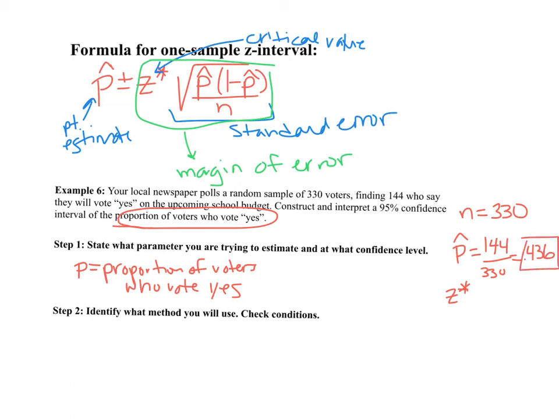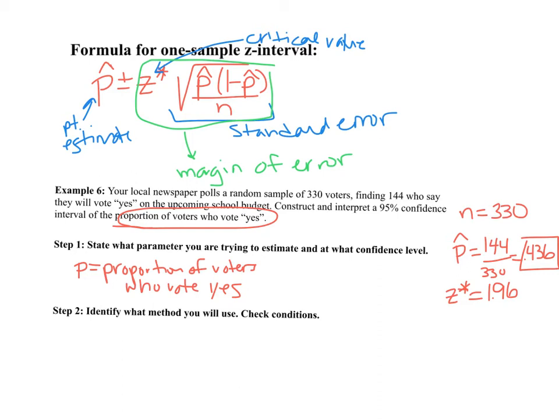So in this case, I'm going to show you ways to find the z star later on. Actually, for 95% confidence, it's always going to be 1.96. And if you want, you can just remember that because you're going to use it so often. But I will show you in class how you can find that.